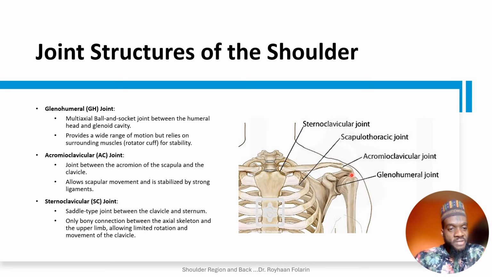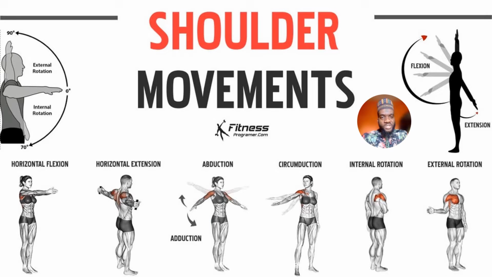We also have the sternoclavicular joint, as mentioned earlier, which is a saddle type joint. It occurs between the clavicle and the sternum, and it's the only bony connection between the axial skeleton and the upper limb. The axial skeleton, like mentioned earlier, is the head down to the neck, and the thorax, the back, and the pelvis. So this way the sternoclavicular joint helps to allow rotation, even though it's quite limited, and movement of the clavicle. Now, these are important shoulder joint movements.